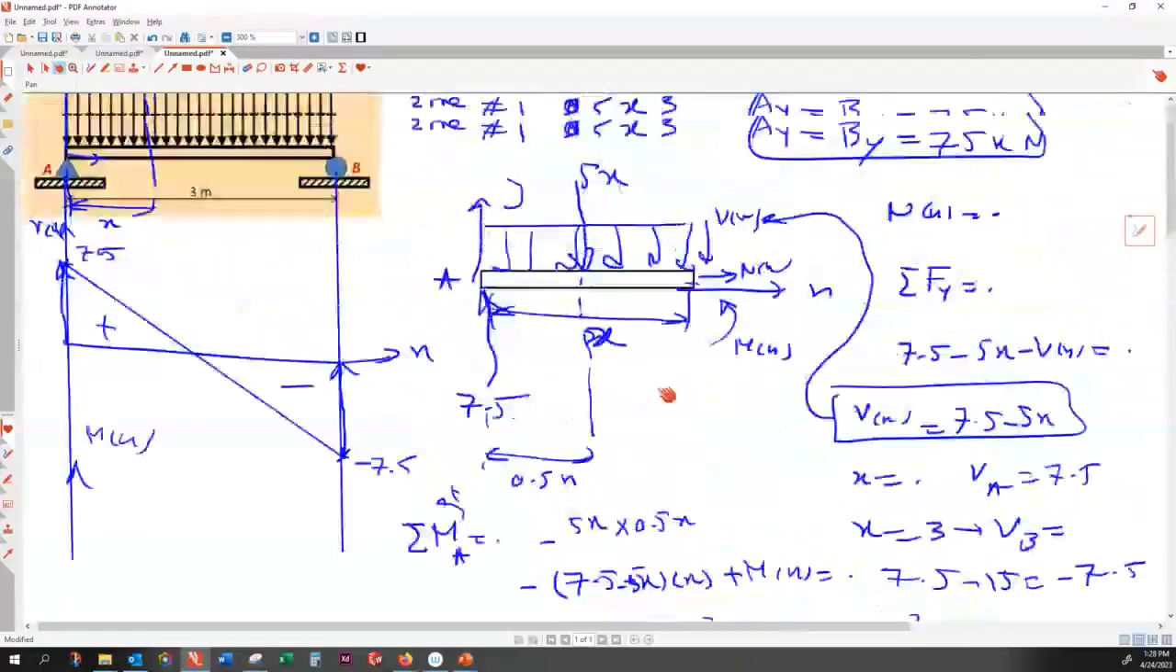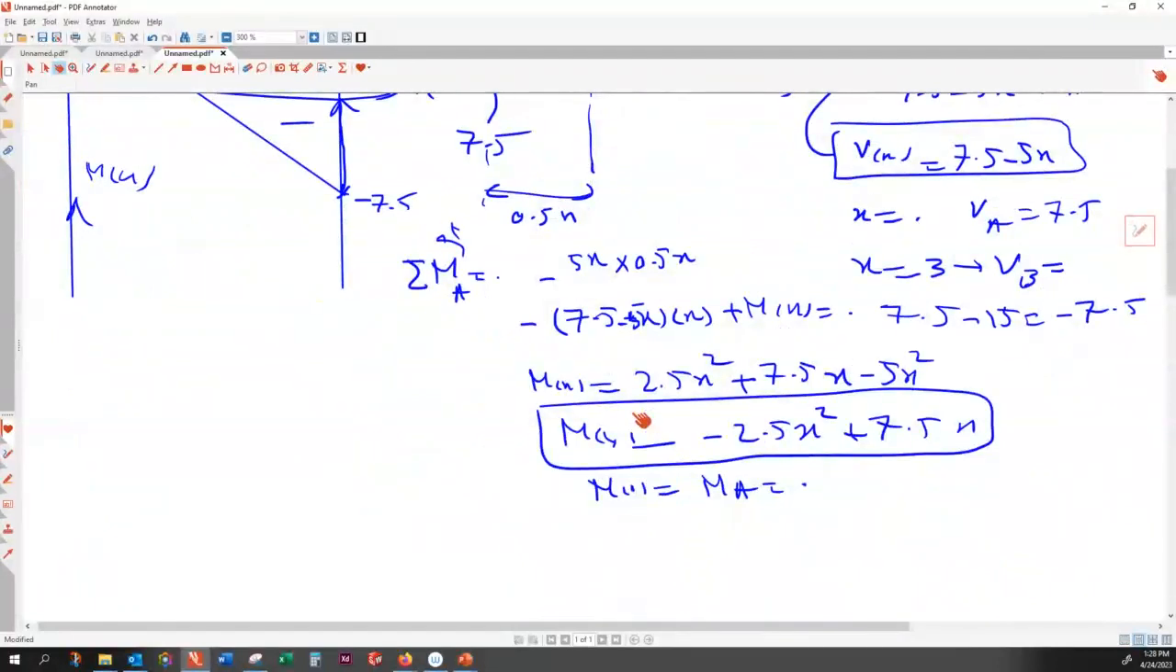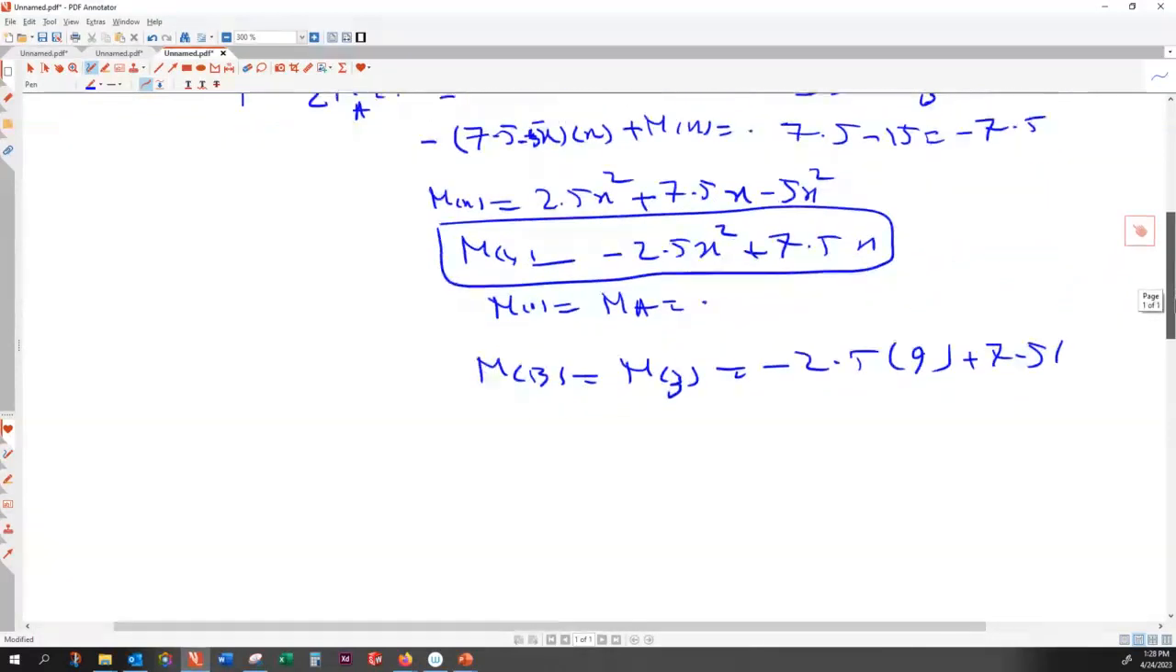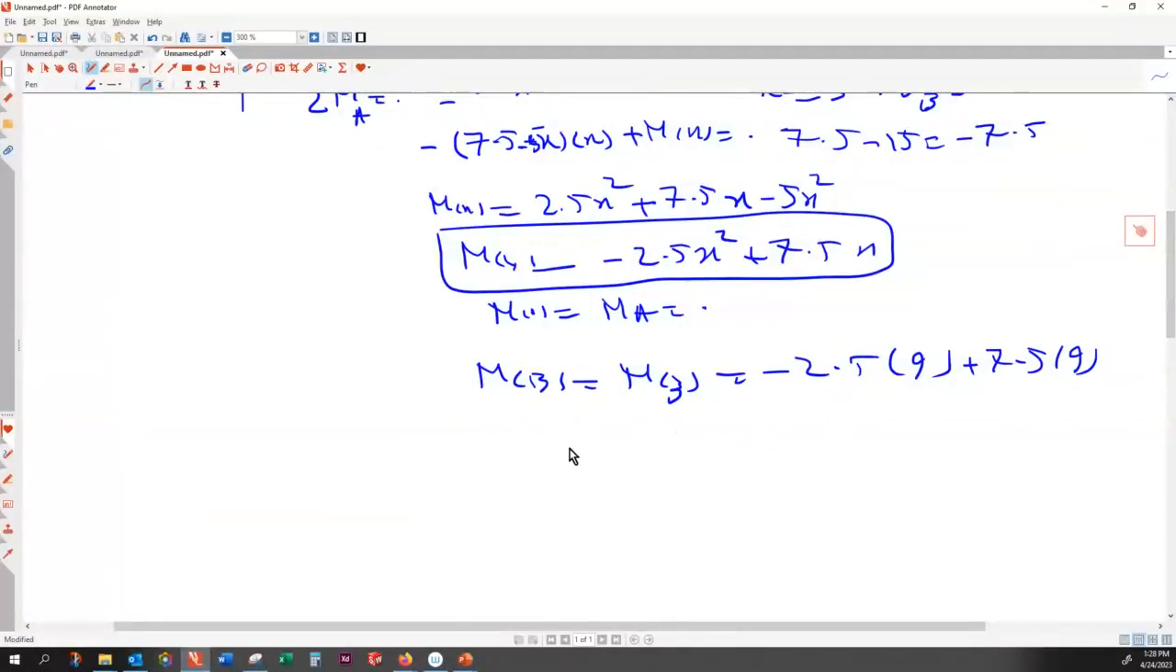All right, now, if I plug x equal to three, that is M of B. That is M at x equal to 3. That is minus 2.5 times 9 plus 7.5 times 3. So that one is also equal to 0.